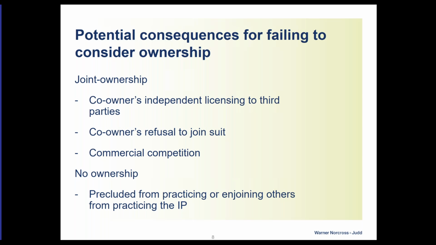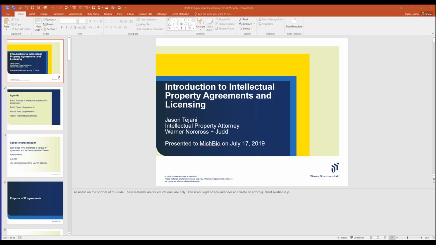Second, the co-owner could refuse to join suit if you're potentially threatening suit against a party that they are working with, maybe in a customer relationship. Third, that co-owner can be commercially competitive against you. They can undercut you on pricing. They can operate just as you can with that IP. And so you may be in competition with that co-owner. On the other hand, you may not have any ownership at all if you don't consider ownership.